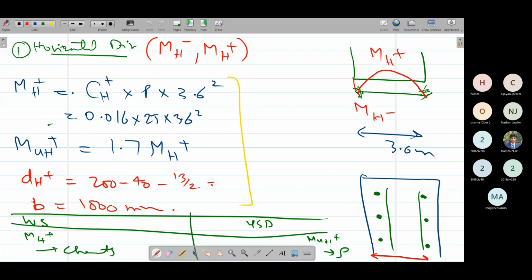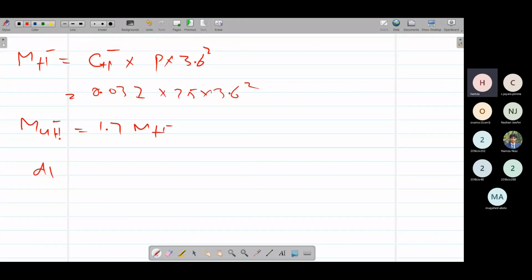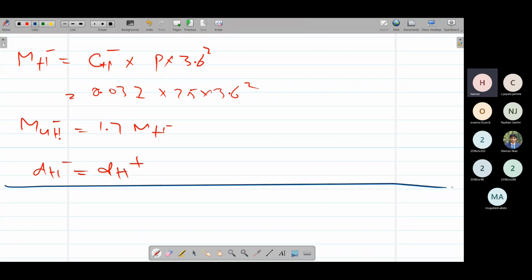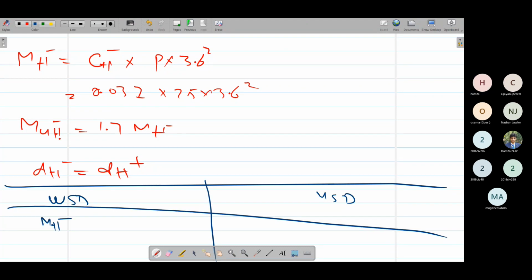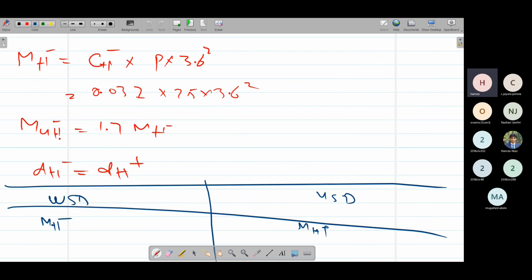Then dH negative, because it is horizontal also, would be the same as dH positive. And again we have to use working stress design and ultimate stress design to calculate moments. This is MH negative and MH positive. So for the short wall we have two directions, horizontal and vertical, and for horizontal we have two steels, positive and negative. So this way the horizontal direction is finished.